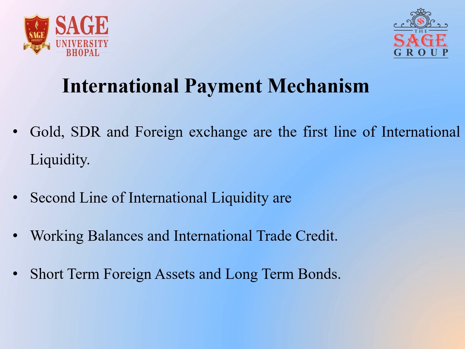International payment mechanism. Gold, SDR, and foreign exchange are the first line of liquidity. The second line of international liquidity is working balances and international trade credits. There are short-term foreign assets as well as long-term bonds which can be used as the second level of liquidity.